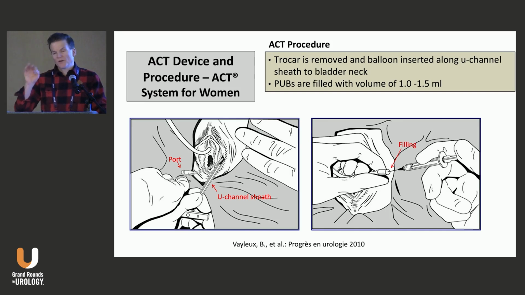The balloon gets pushed through the U-channel sheath. Think of it like Seldinger technique. And then the balloon gets adjusted at that moment. I tend to put 0.6 in the balloon, and then I'll add a milliliter each month, up to about 2.6, which is generally going to be our target to get them dry.